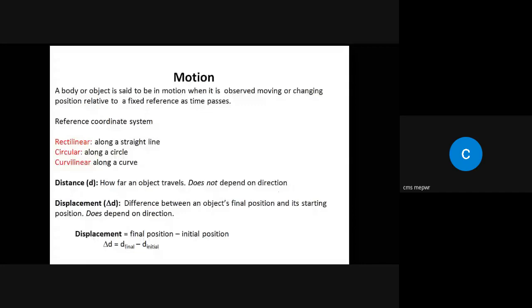So a body or object is said to be in motion when it is observed moving or changing position relative to a fixed reference as time passes. Here we have used this word position. Now to define a position, for example, if this is the object, to locate the position of this object or particle or body, we need to have some system, and usually the system which we use to locate the position of this object is the coordinate system.